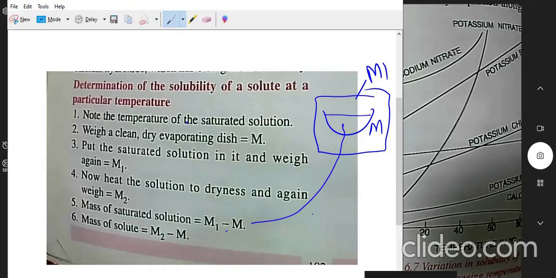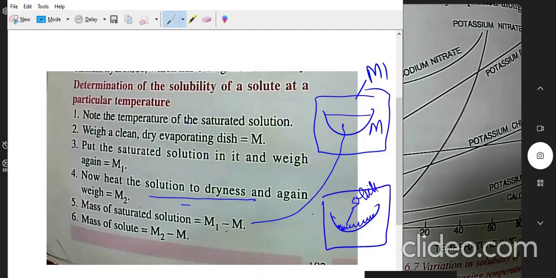Now you heat it. All the water will go away. So you heat it and again measure. So only the water has gone away, leaving only the solute. So now this is M2. So now the solute would be M2 minus M. So now we got the mass of the solution and the solute.